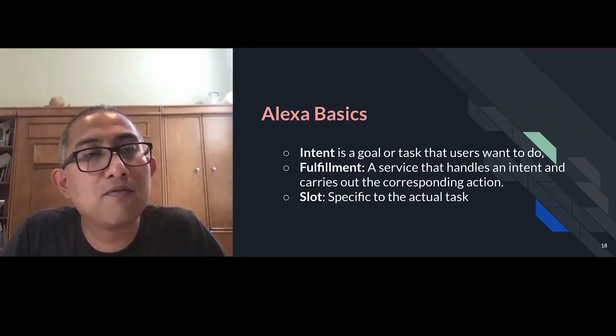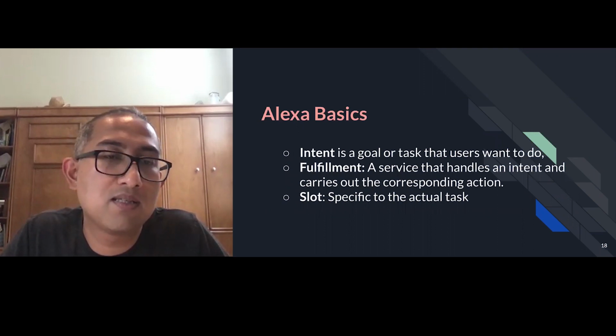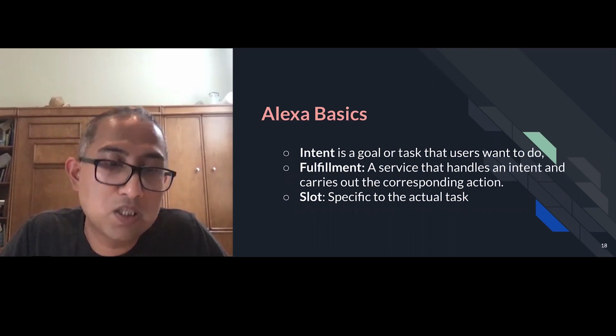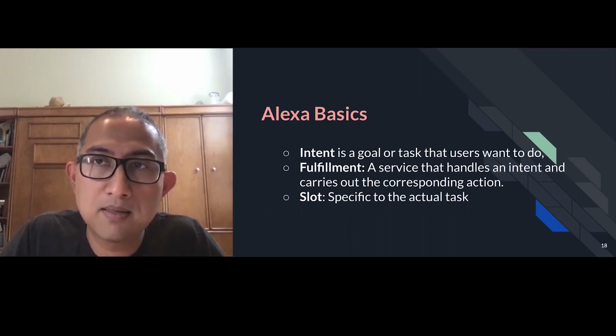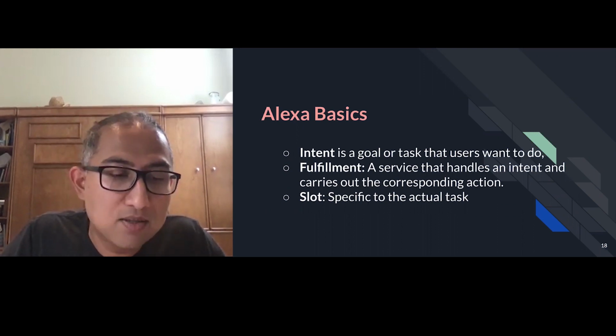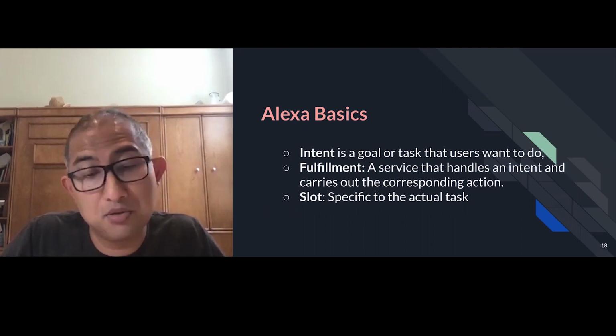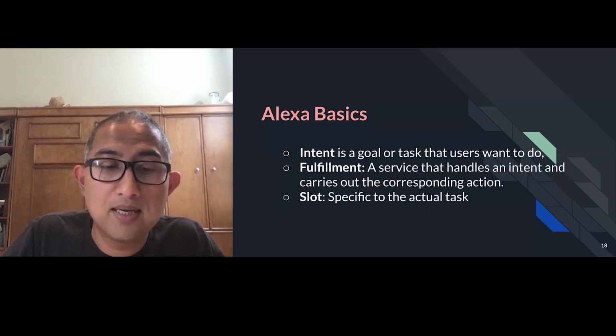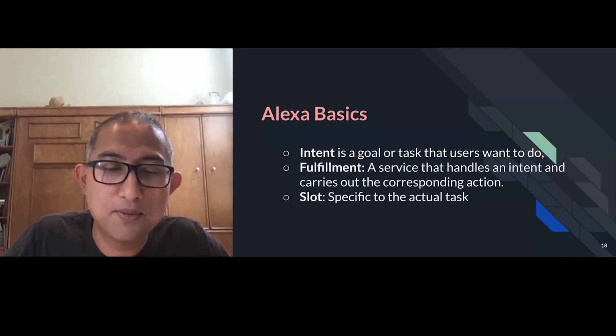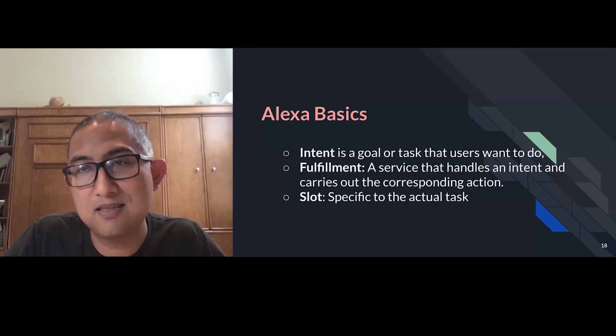So the next set of basics for us to understand is three things: intent, fulfillment, and slot. Let me take you through an example, but before that, let me also give you some definitions. Intent is a goal or task that a user wants to do, such as ordering coffee or finding a piece of music. So in the previous example, play everyday meditation or play Chainsmokers playlist.